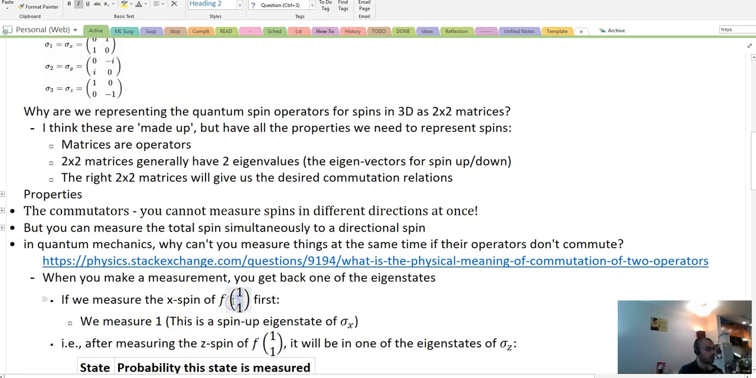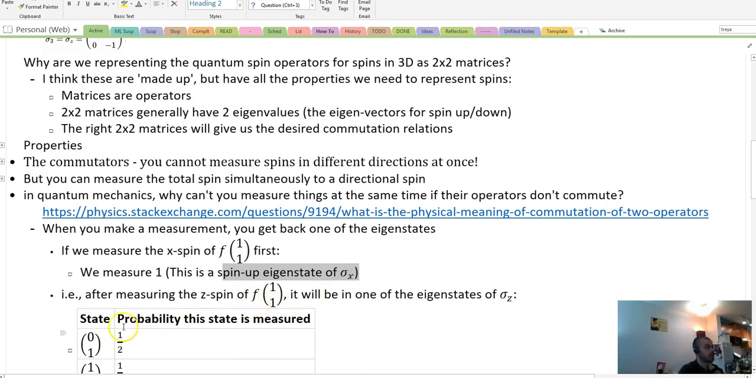Cool? So originally we have it in the spin-up eigenstate of sigma z, and so our measurements always give us 1 if we measure sigma x. If instead, what if we measure the z spin of this first, and then later we're going to measure the x spin? Okay? So first of all, when we measure the z spin, it actually puts it in one of the z eigenstates.